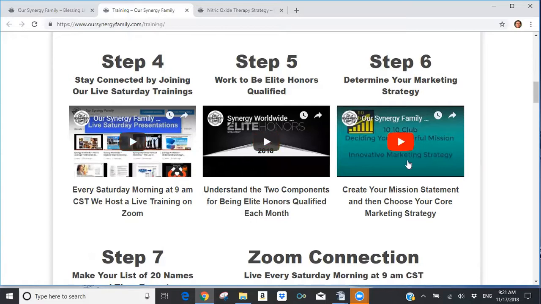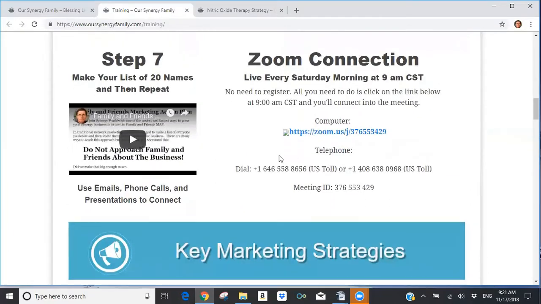Understand Elite Honors qualified, but most importantly, let's determine your marketing strategy, what resonates with you. And then step 7, let's start making a list of names, not 100 names, not 300 names. Let's start with 20 names. Let's get 20 names on a piece of paper and then determine our marketing strategy to those 20 individuals. Again, we have a video that helps you understand how to do that process.